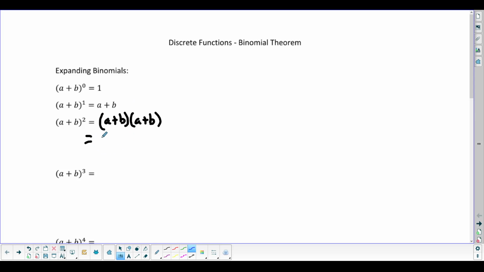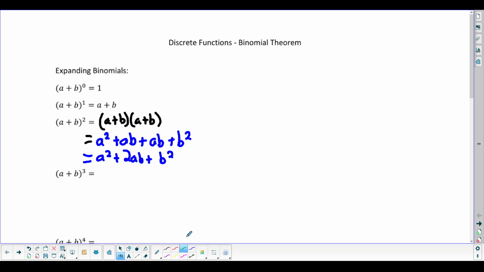So we do first, a times a, a squared, outer, a times b, so plus ab, inner, b times a. Instead of writing ba, we'll write ab again. The order we write the terms in doesn't matter if they're multiplying, because the order of multiplication doesn't matter. And last would be b times b, which would be plus b squared. And we have some like terms we can collect, and we get a squared plus 2ab plus b squared.